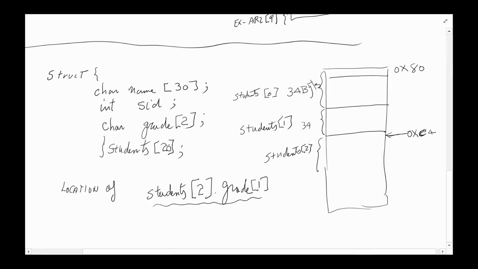They want the second grade, not grade 0, grade 1, which means I have to figure out how much room the name needs. The name needs 30. Then I need to figure out what the integer needs. The integer needs 2. And then the first grade will take 1. And then I'm finally at here. Okay, so I have 33. I gotta convert 33, which is 21 hex, to this thing before I know where this location is.